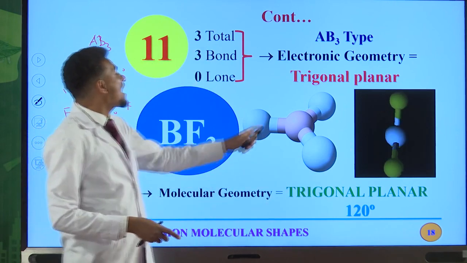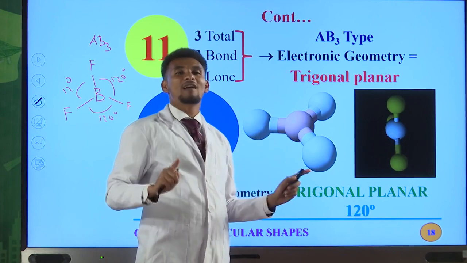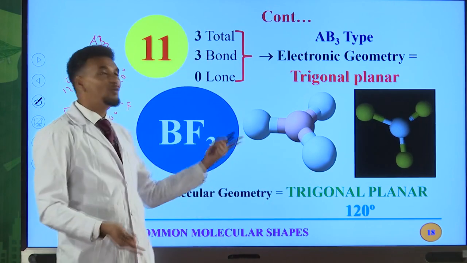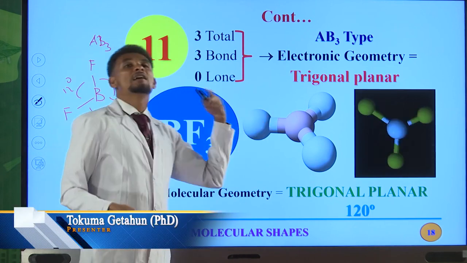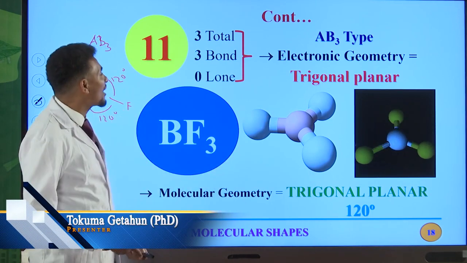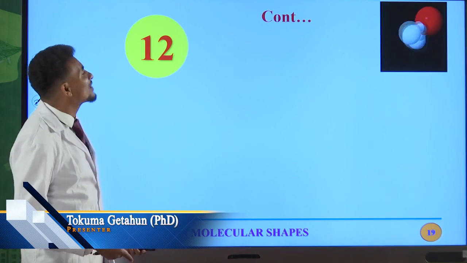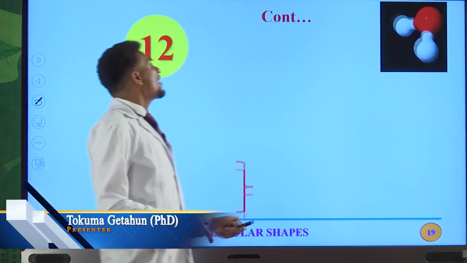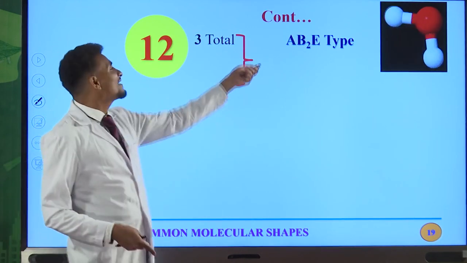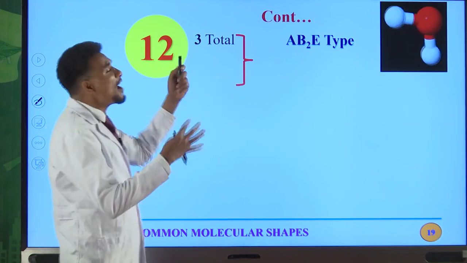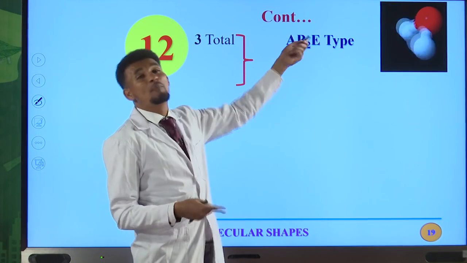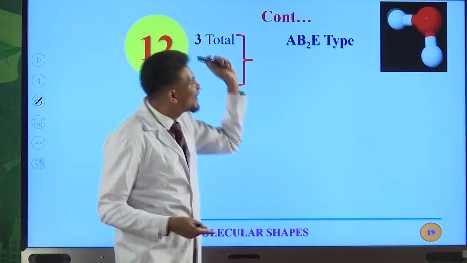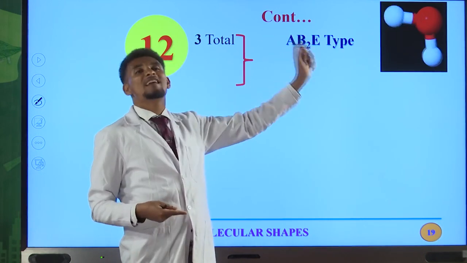If one bond is replaced by a lone pair of electrons, what is the molecular geometry for that type of molecule? This is the 12th common shape of molecules. Okay, let me show you that one. AB2E type. From AB3 type, if one bond is replaced by a lone pair of electrons, it becomes AB2E type.